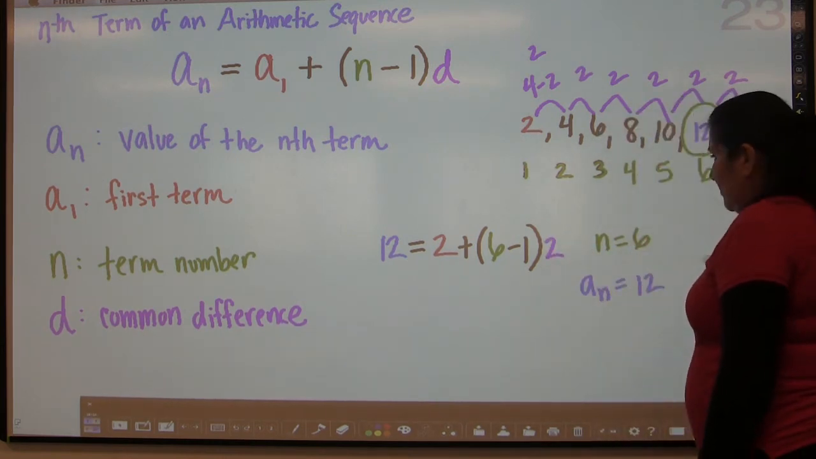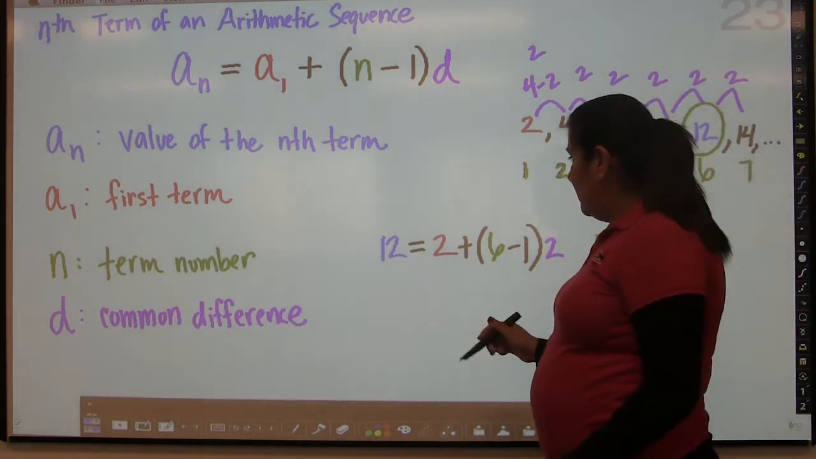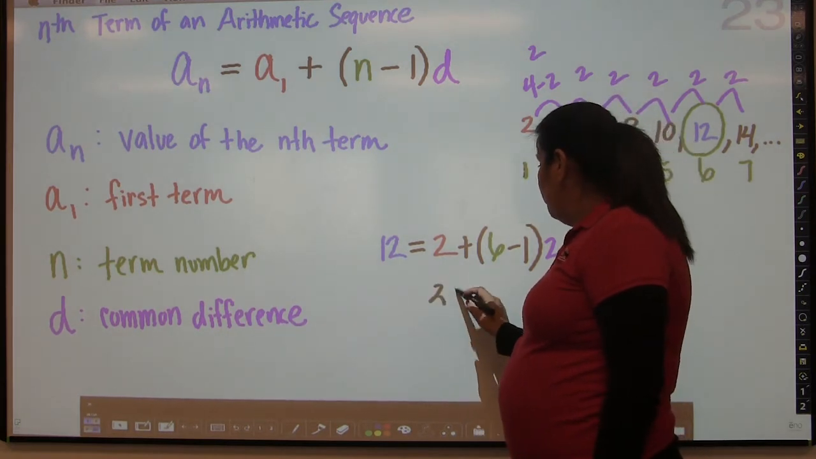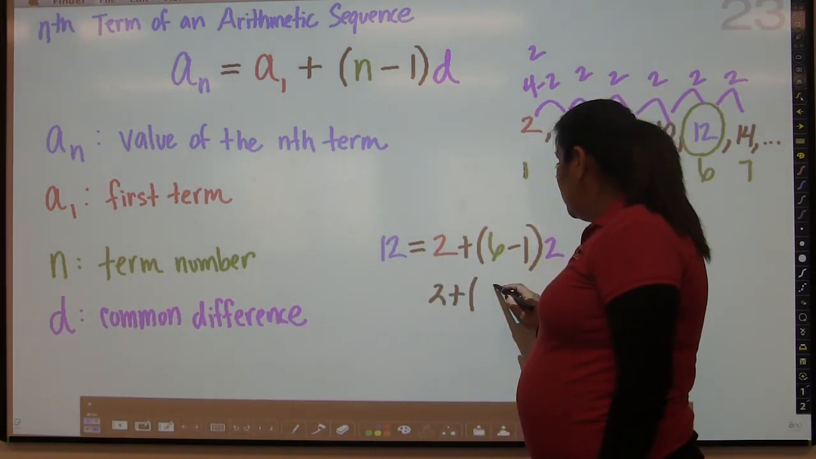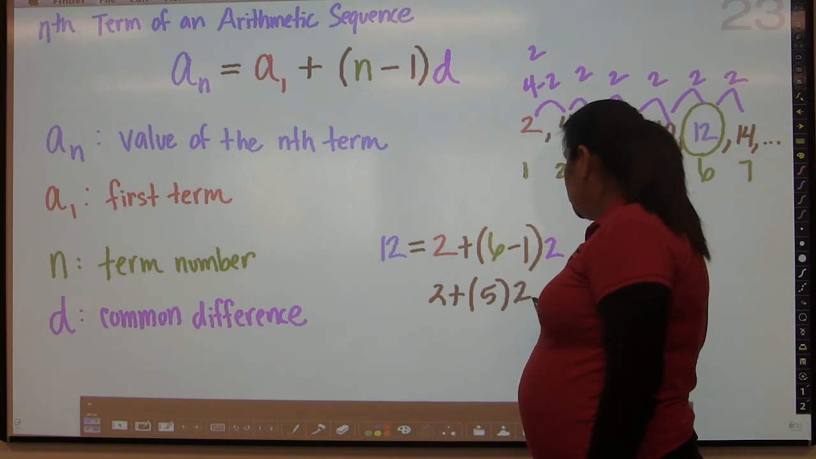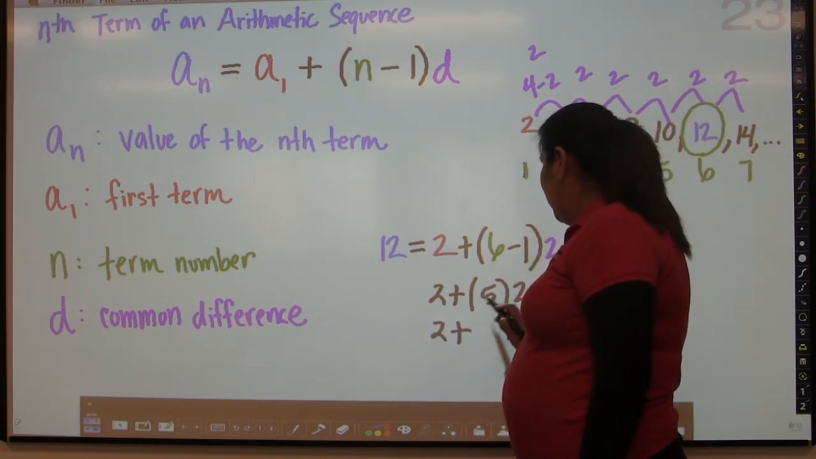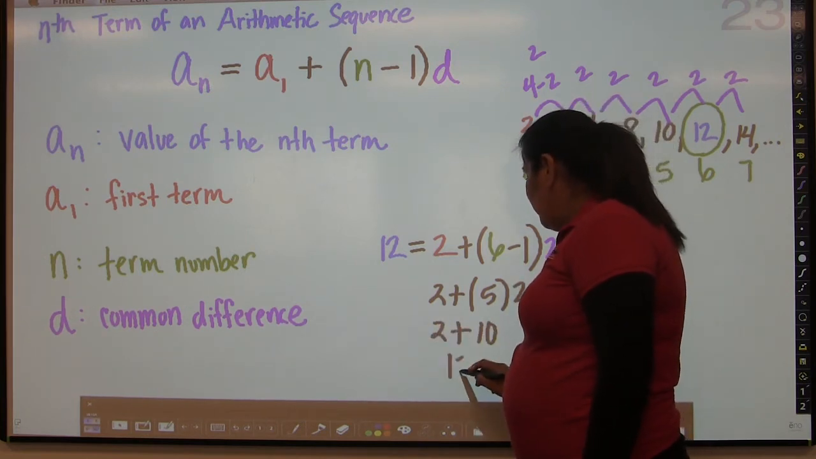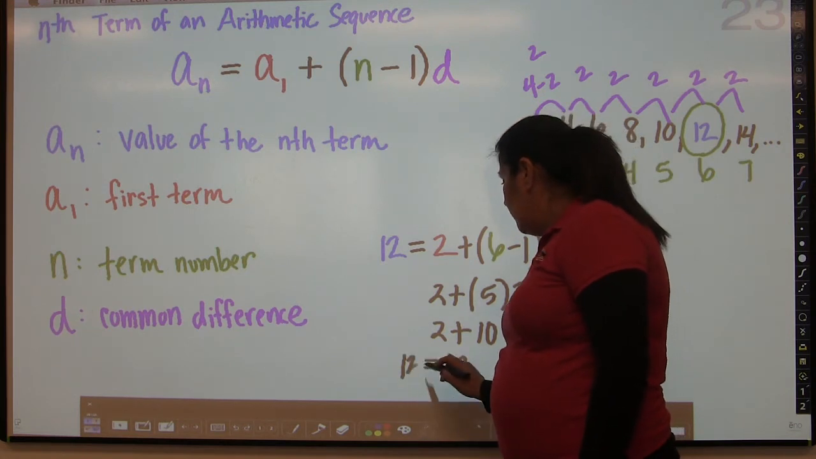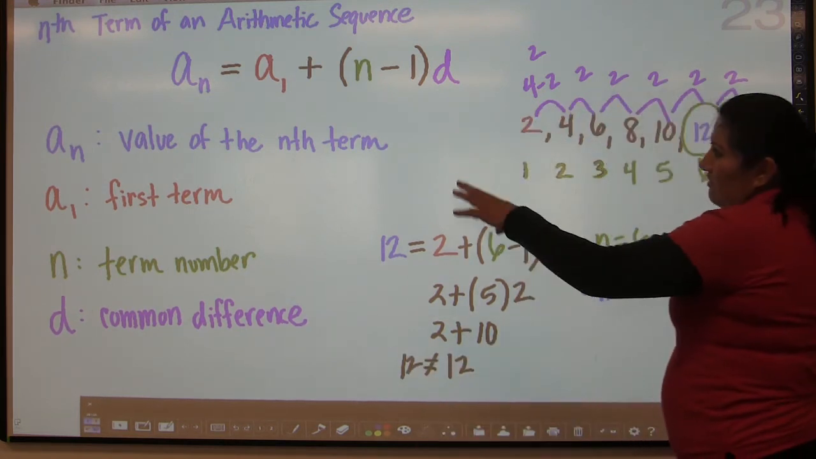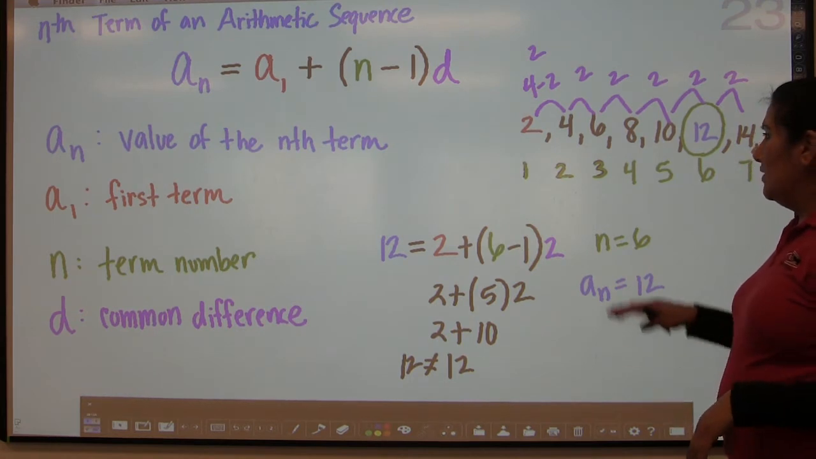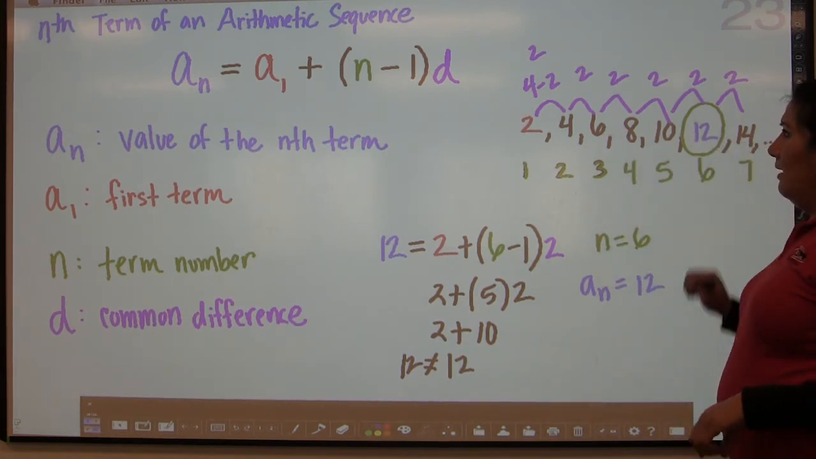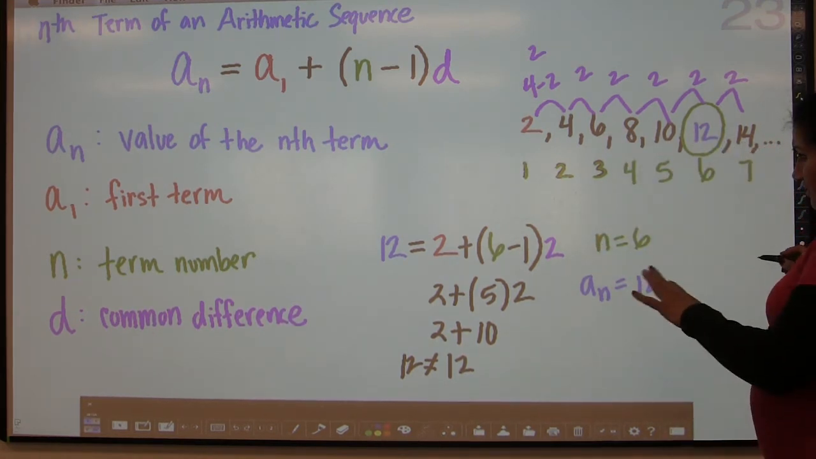Now we're going to solve this guy, and we're going to see that it's actually a true statement. So we're going to get 2 plus 6 minus 1 is 5 times 2. That's 2 plus 5 times 2 is 10, and you get that 12 does in fact equal 12. So you can see how the different variables in the formula relate to the equation and how you can plug it all in and you'll get the true answer.